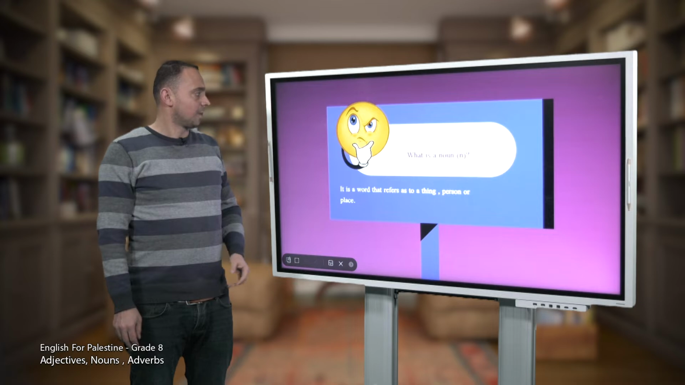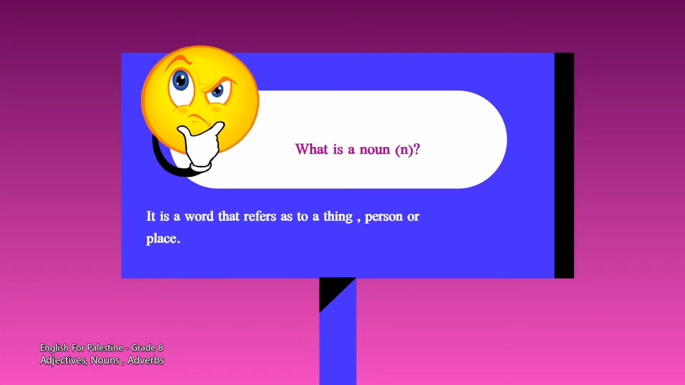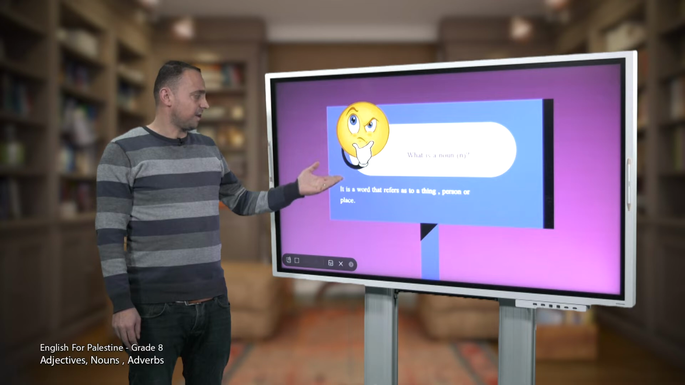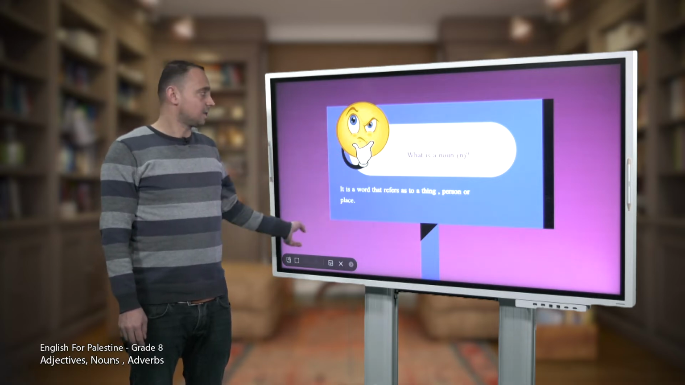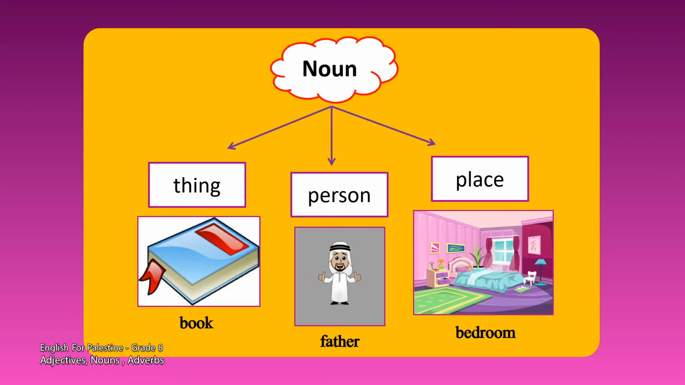Let's continue. What is a noun? Look at this question. What is a noun? It's a word that refers to a thing, person, or place. Again, the noun is a word that refers to a thing, person, or place. The noun can be a thing, a person, or a place.